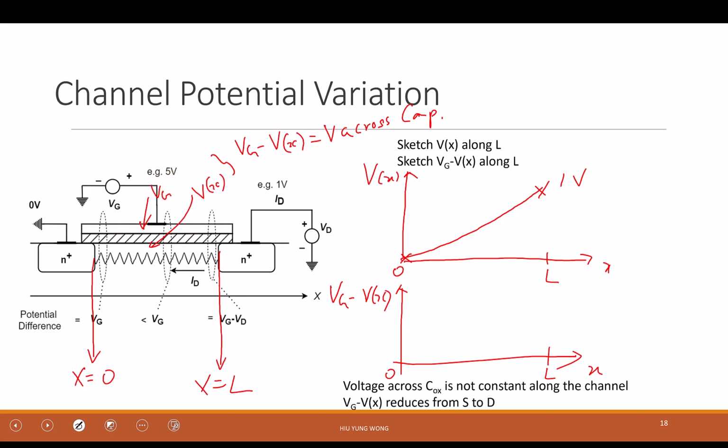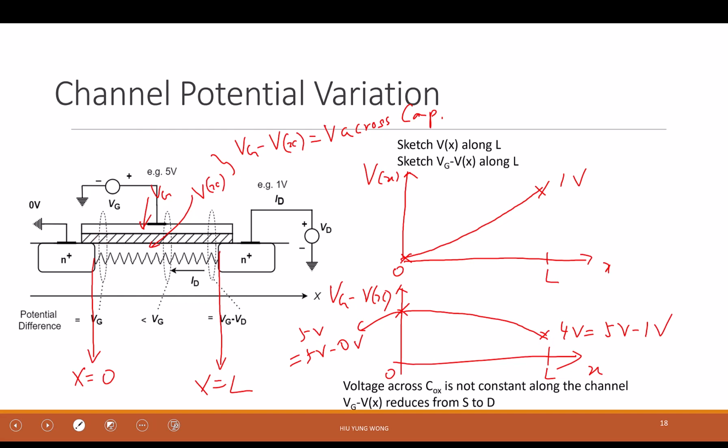So what is the value here? What is Vg minus Vx when x equals 0? 5. Very good. 5, because Vg minus Vx is 5 minus 0. So it's 5. And what is the value at the drain? Very good. This is 4, which is equal to 5 volt minus 1 volt, right? And this is 5, which is equal to 5 volt minus 0 volt, right?